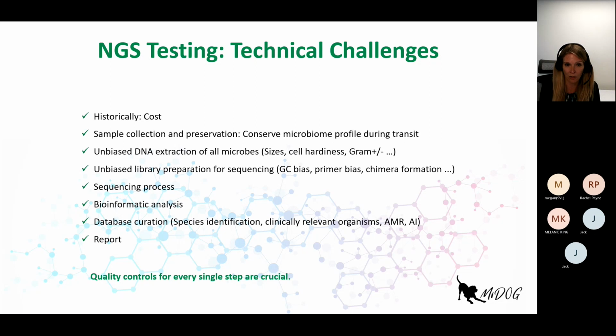You need to have a very good database that not only identifies which species it is, but also whether it is a commensal, a contaminant, or a clinically relevant organism, what the antimicrobial resistances are, and how to link the antimicrobial resistances back to the organisms. So it's a lot of artificial learning involved. And then finally, how do you digest all that information so that the veterinarian is not bombarded with 300 different organisms, but only the most clinically relevant organisms.